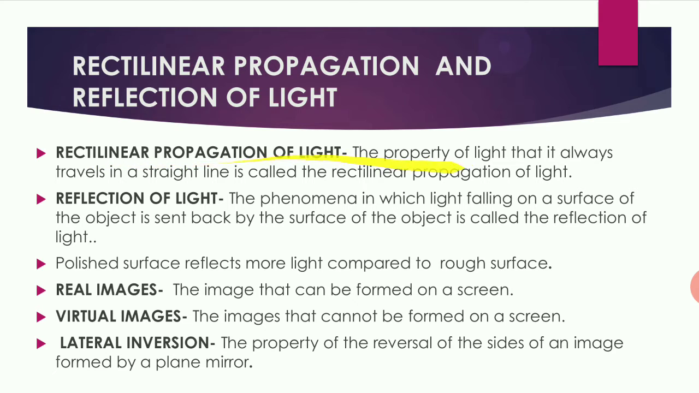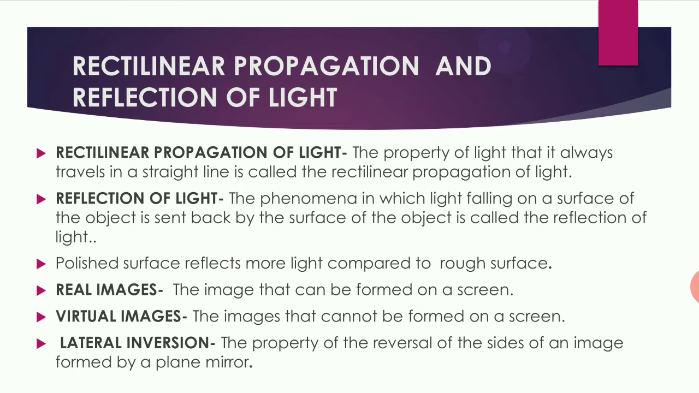Rectilinear propagation of light. The property of the light that it always travels in a straight line is called rectilinear propagation of light. Now, the light travels in a straight line. So, this is called the rectilinear propagation of light.